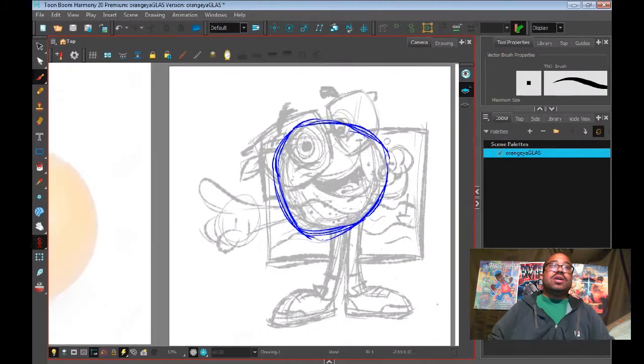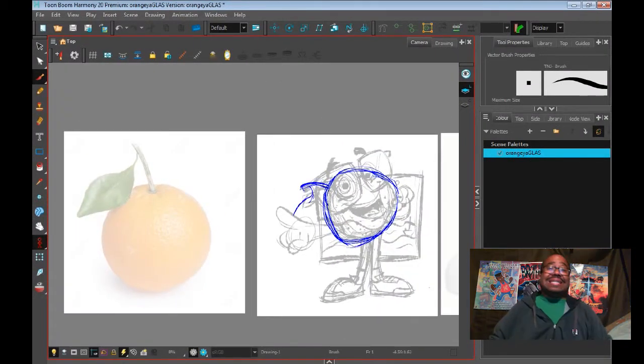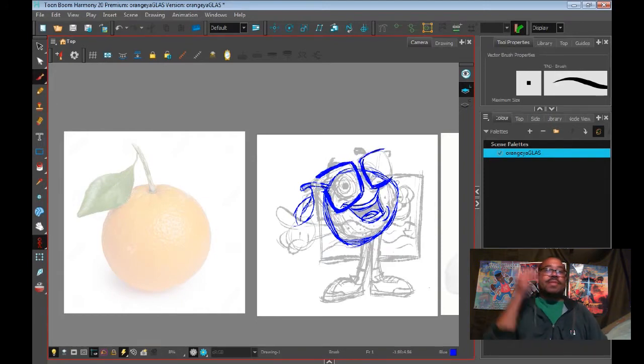Yo, I got my green shirt. Boom. I'm gonna talk about this sticker t-shirt design. Orange, you glad to see me. Get it? Orange. Like an orange. Okay.